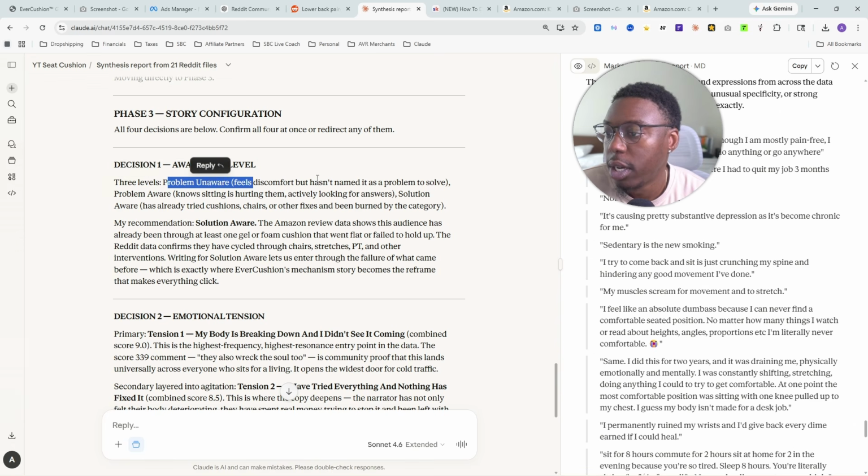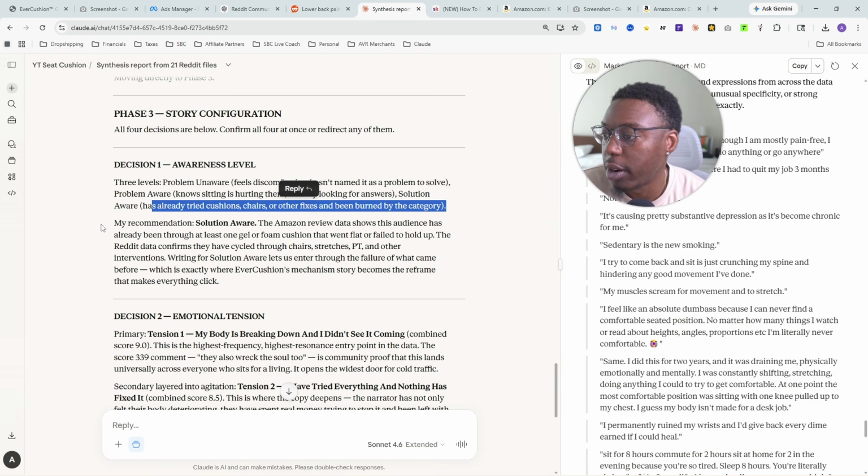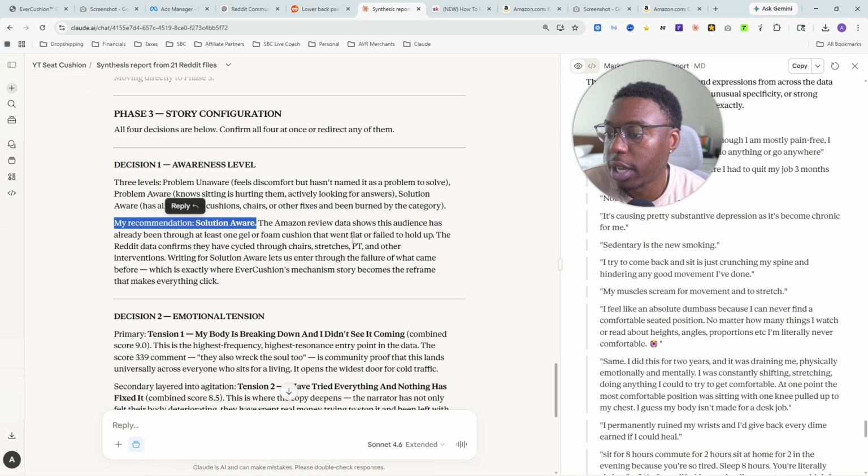So problem aware: feels discomfort but hasn't named it as a problem to solve. Nothing but sitting is hurting them. And then solution aware, right? Has already tried cushions, chairs, or other fixes and has been burned by this category. So their recommendation is that we go into solution aware. The Amazon review data shows that this audience has already been through at least one gel or foam cushion that went flat or failed to hold up. The Reddit data confirms they have all cycled through chairs, stretches, PT, and other interventions. Writing solution aware lets us enter through the failure of what came before, which is exactly where EverCushion's mechanism story becomes the reframe that makes everything click.